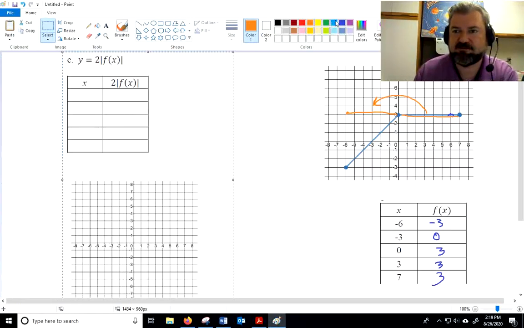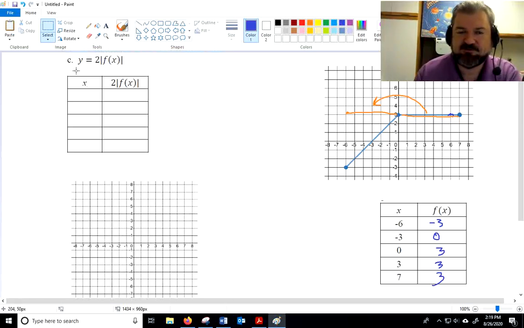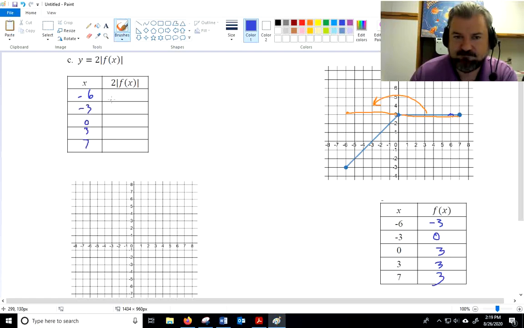Okay, so we have 2 times the absolute value of f of x. So I'm going to take the x values and I'm going to leave them the same. We're not changing the input, are we? But we're going to take their absolute value of f of x. The absolute value of negative 3 is 3, and double it, 6. 0, and then 6, 6, and 6. So this will be negative 6 is 6, negative 3 is 0. So you're seeing we're getting that reflecting and stretching here.